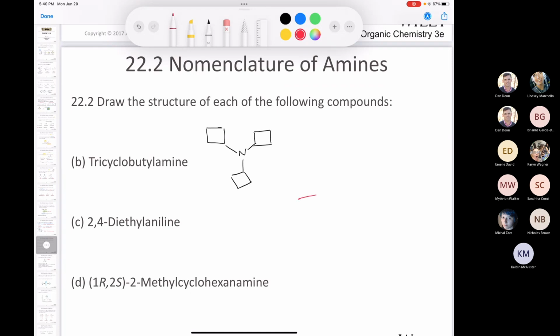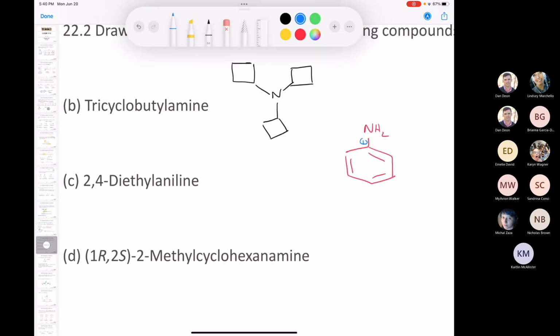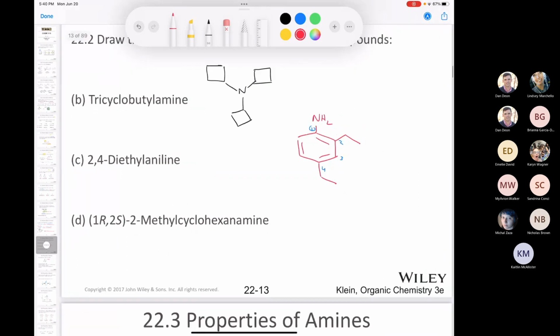The next one, 2,4-diethylaniline. So let's draw the structure of aniline first. So aniline looks like this. Remember that this is assumed to be carbon number 1, the one that has the nitrogen attached to it. Then we have 2,4-diethylaniline. So let's see here: 1, 2, 3, 4. Put an ethyl group here. Put an ethyl group here, like that.